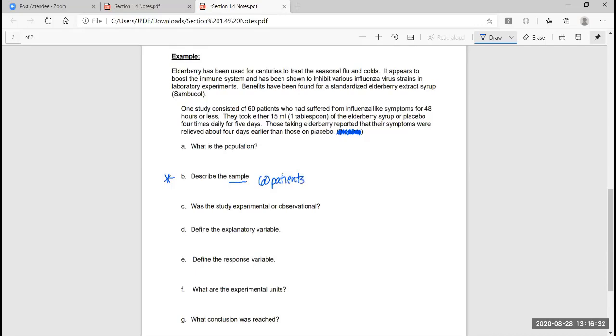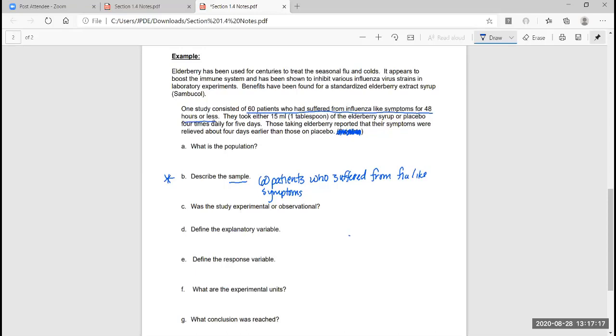Now, if you write 60 patients, I see that you get who or what the sample is. Sometimes students write a little bit more, that's fine too. And this is where the gray area comes in that maybe you're not as used to in math. So 60 patients are fine. You could have also been more specific: 60 patients who suffered from flu-like symptoms for 48 hours or less. Okay, so this is basically right here, our sample.